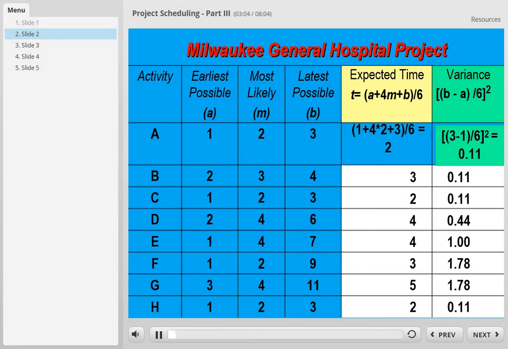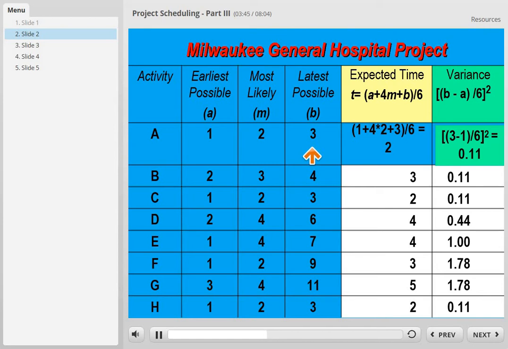Now we have the same example from the Milwaukee General Hospital project. We have activities from A to H. Now instead of having one single unique estimated time for each activity, now we have 3. The earliest possible time to finish activity A is 1 week. Most likely 2 weeks. Latest possible 3 weeks.